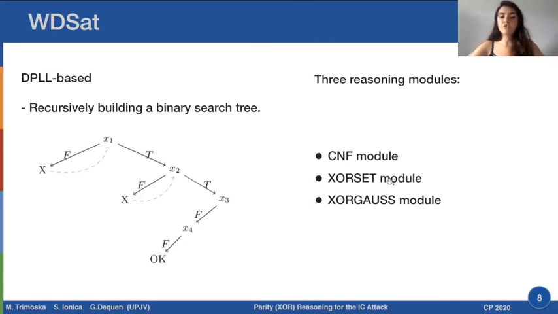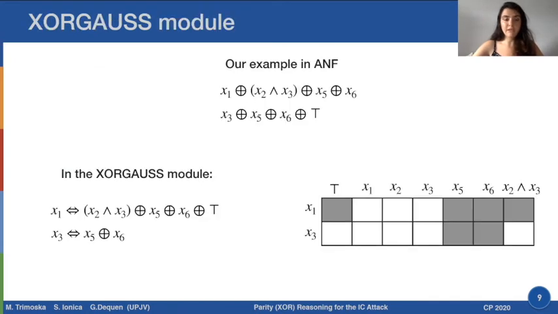The XOR set module also adopts a unit propagation reasoning, but it is adapted for XOR clauses. So this is based on parity reasoning. When there is only one variable in the clause left, the value of this variable can be inferred through parity reasoning. The XORGAUSS module is the one that actually implements the Gaussian elimination that makes the solver so efficient. And so we will explain a bit about how this XORGAUSS module is implemented in our solver.